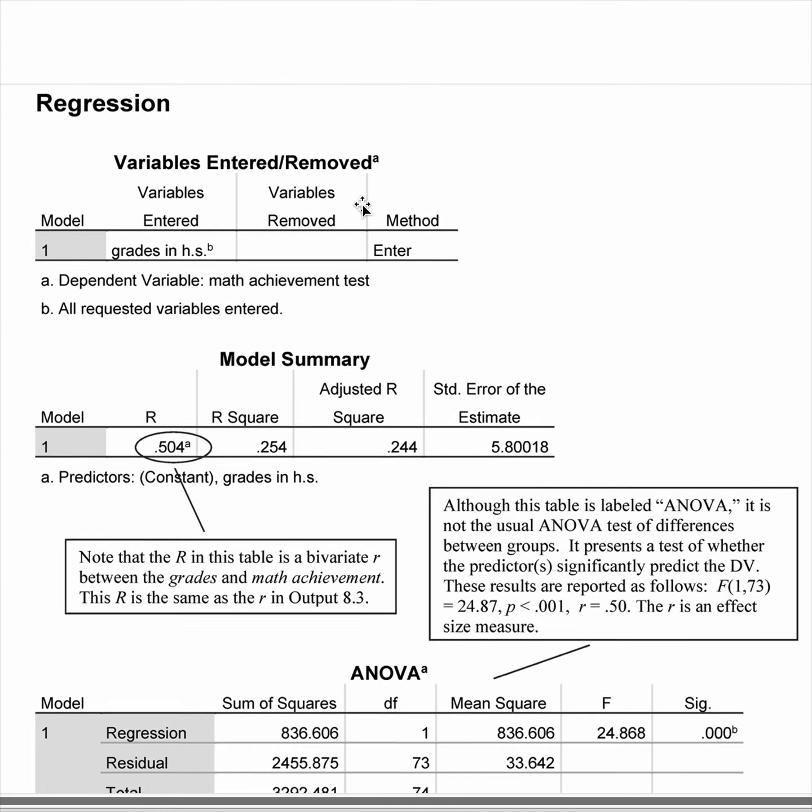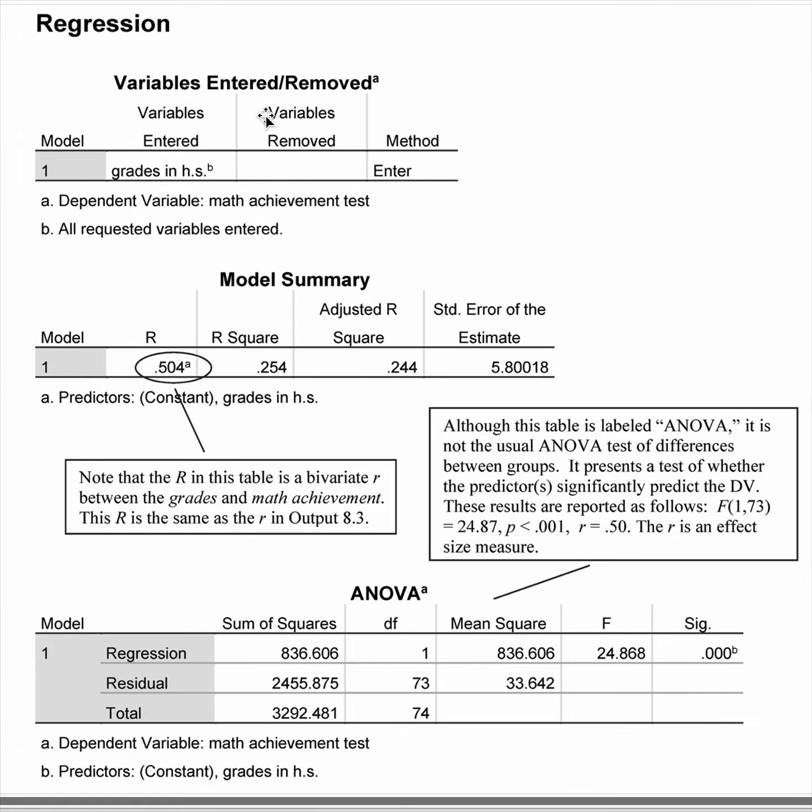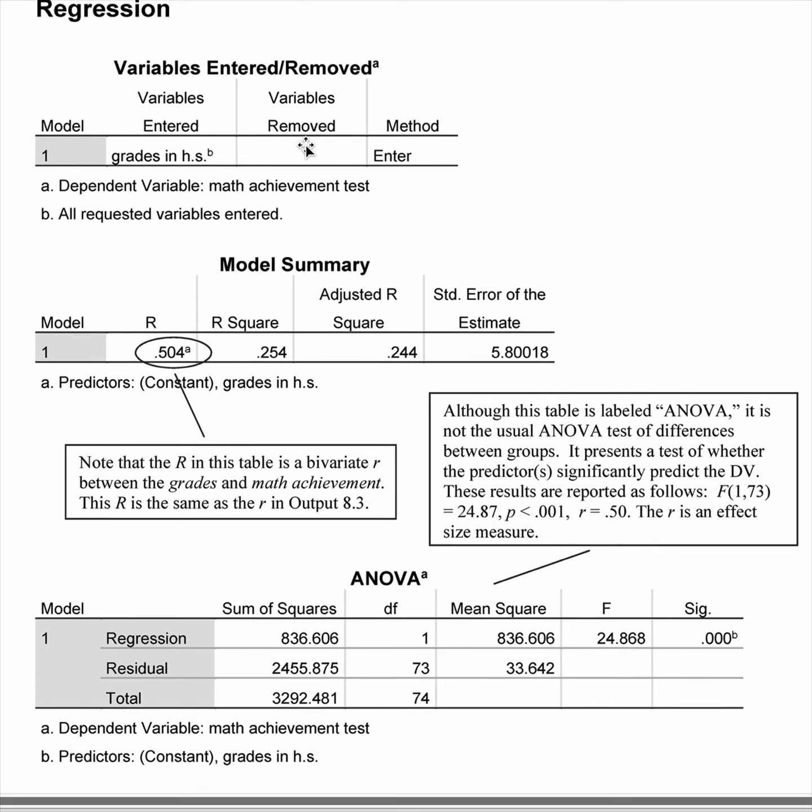Then you're going to get your outputs. So you're going to get a variables entered and removed table, where you're going to see that independent variable. It's going to highlight your dependent variable, and it's going to tell you if there were any removed values. This table is not incredibly helpful. It's just more of a level set piece here.